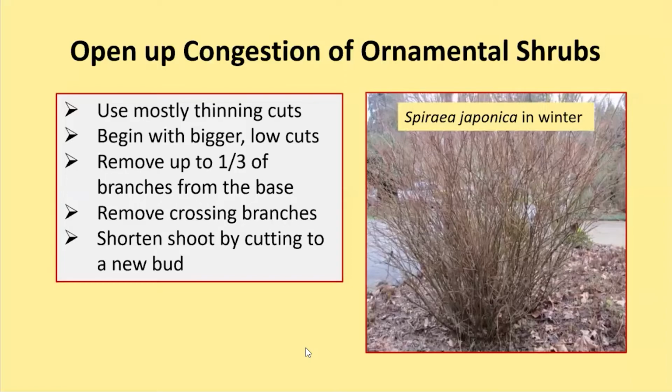And we want to simplify the pruning as much as possible. So first, remove the really old branches because they're less productive, and taking them out will give us the greatest result in opening up the plant. And you can remove up to a third of those. And then look at the crossing branches, take those out. And if you want to reduce the overall size of this shrub, you can shorten the shoot by cutting to a new bud.